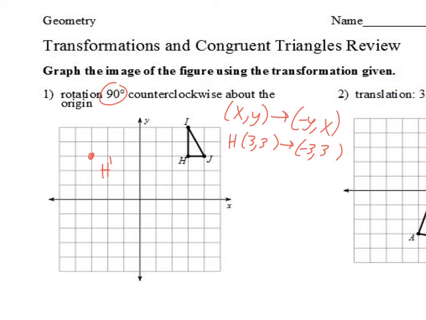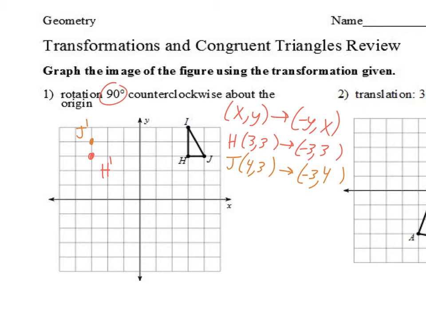And follow the same rule for the other points. J originally was at (4, 3). So when it transforms, again, the new x value will be the opposite of the y, so negative 3. And the new y value will be the original x value, so (negative 3, 4). That will be J prime.